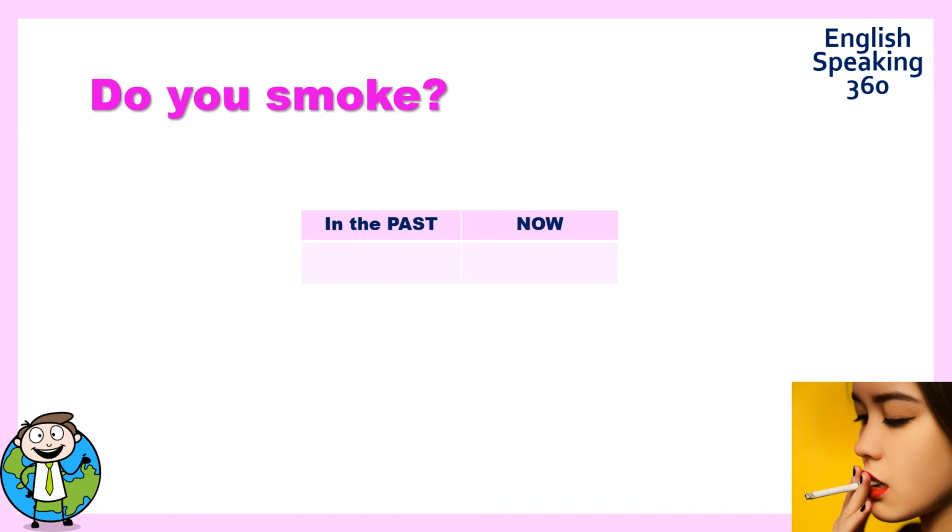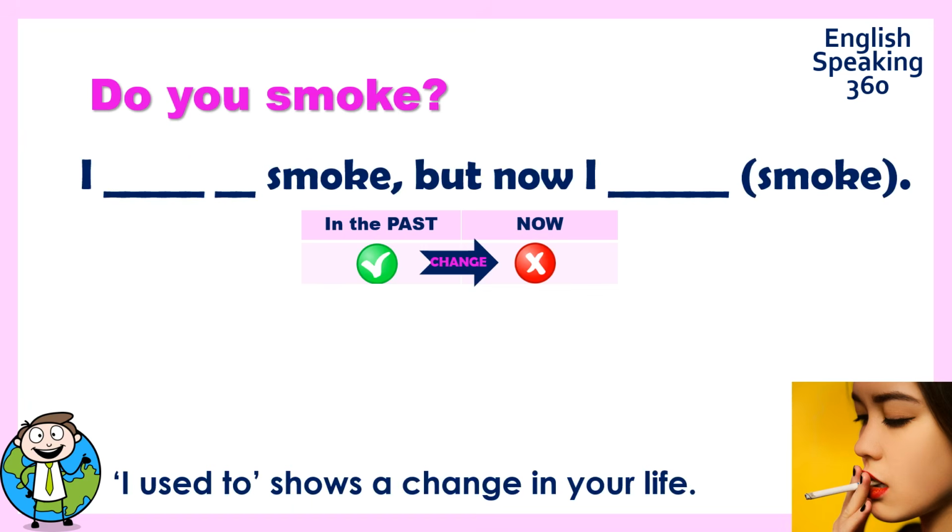How about this one? Do you smoke? So in the past, maybe you said yes, but now no. So once again, there was a change in your life. So how can we make the sentence? We can use something like this. I used to smoke, but now I don't smoke. You can say this, or you can remove the last smoke. I used to smoke, but now I don't. It has the same meaning, and it actually sounds better, because if you have to repeat smoke twice, it's not so good, okay?